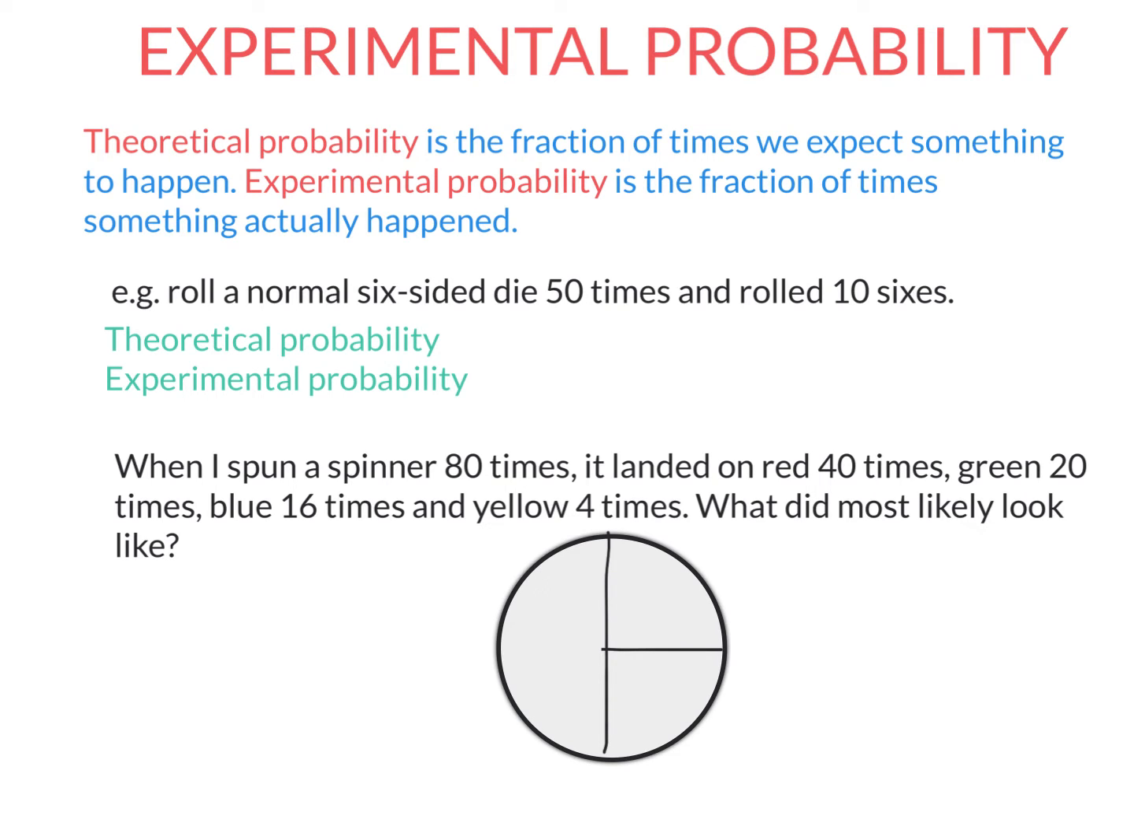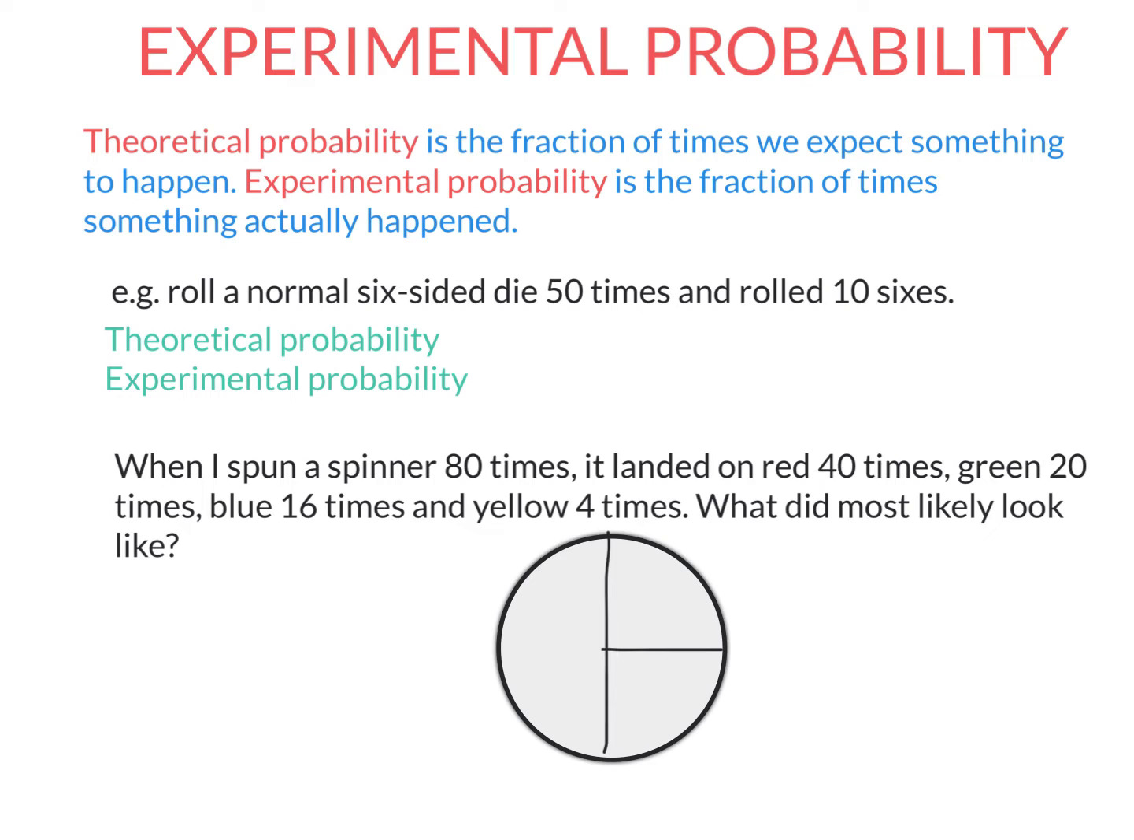Thank you so much for tuning into this video in which we'll look at experimental probability. So last lesson we looked at theoretical probability, which is the fraction of times we expect something to happen. So for example, if you toss a coin, the probability of getting a heads is a half.